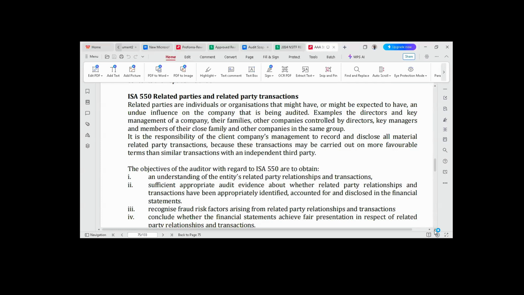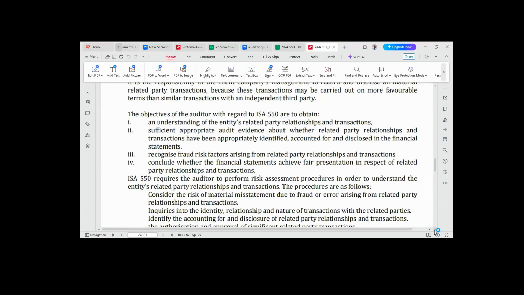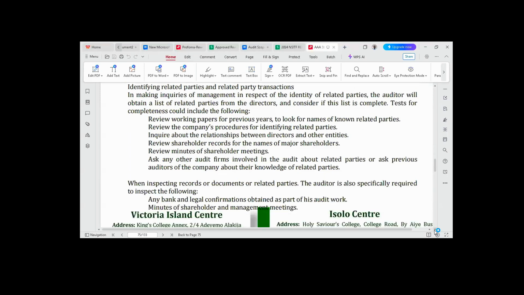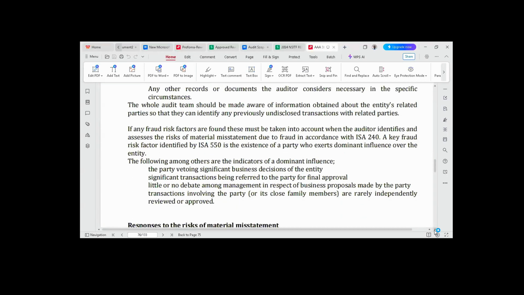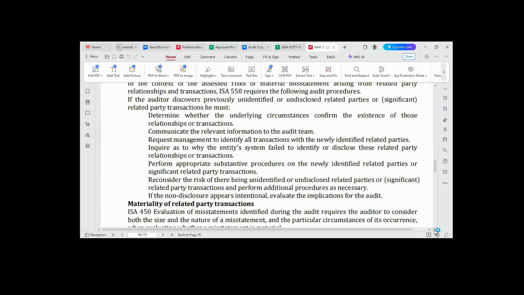Okay. Then the most important thing is for the directors to ensure that there is adequate disclosure and presentation of the related parties and related party transactions in the financial statements. Okay. So that is for that. All right.